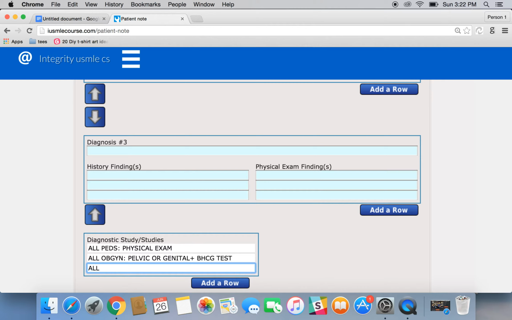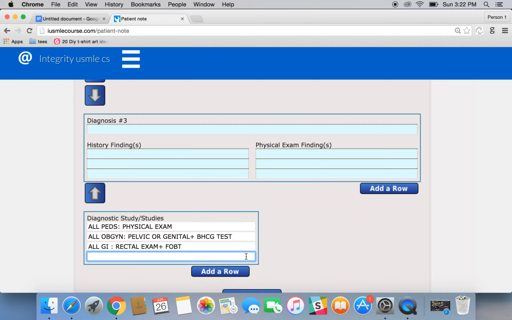For all GI cases, we'll have rectal examination, and if we're suspecting GI bleeding, we also have the FOBT test. For all cases of depression, loss of consciousness, forgetfulness, and some cases of fatigue, we'll have a mental status examination.